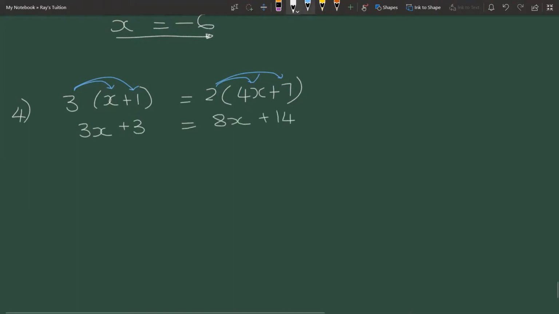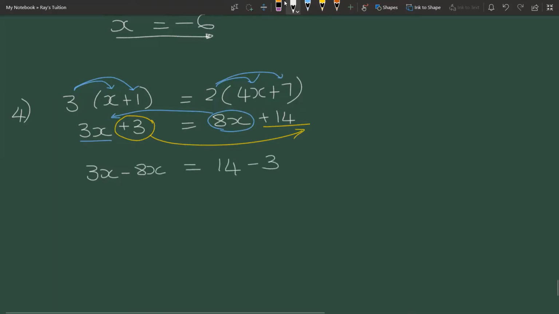Then we will group the x's on one side, so that one will stay and that one will move over. And then we'll group the numbers on one side, so that one will stay and this one will move over. Then this becomes 3x minus 8x, the one that moves over the sign changes, and 14 minus 3. 3x minus 8x is negative 5x. 14 minus 3 is 11.